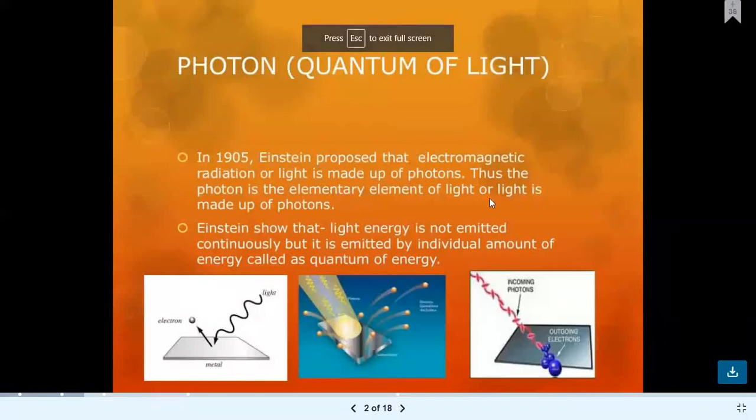Good morning, students. Today we are going to discuss modern physics. The concept of modern physics will be started with the concept of the photon. It's also known as quantum physics.